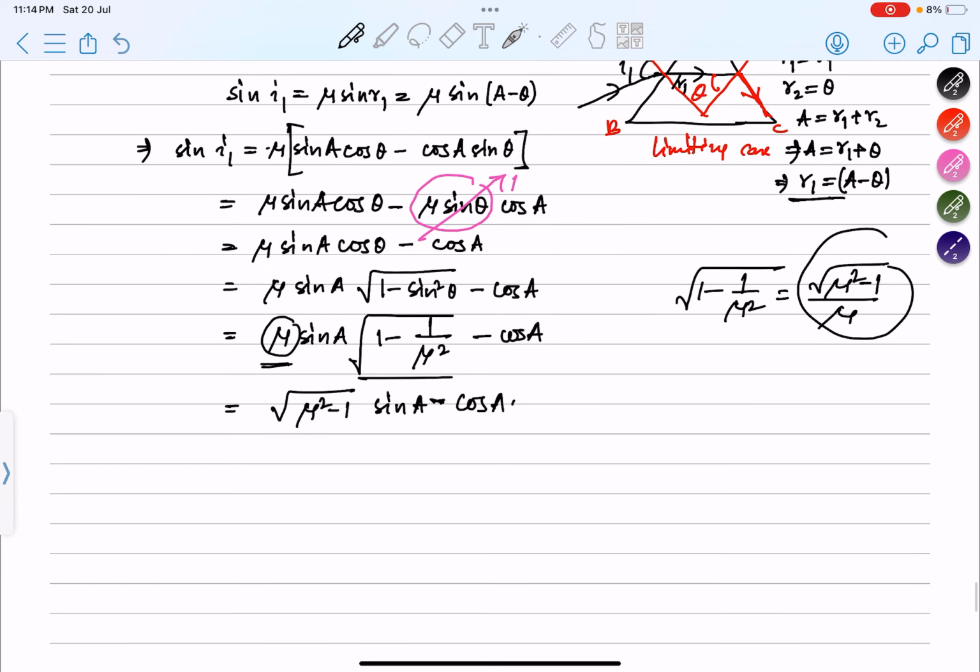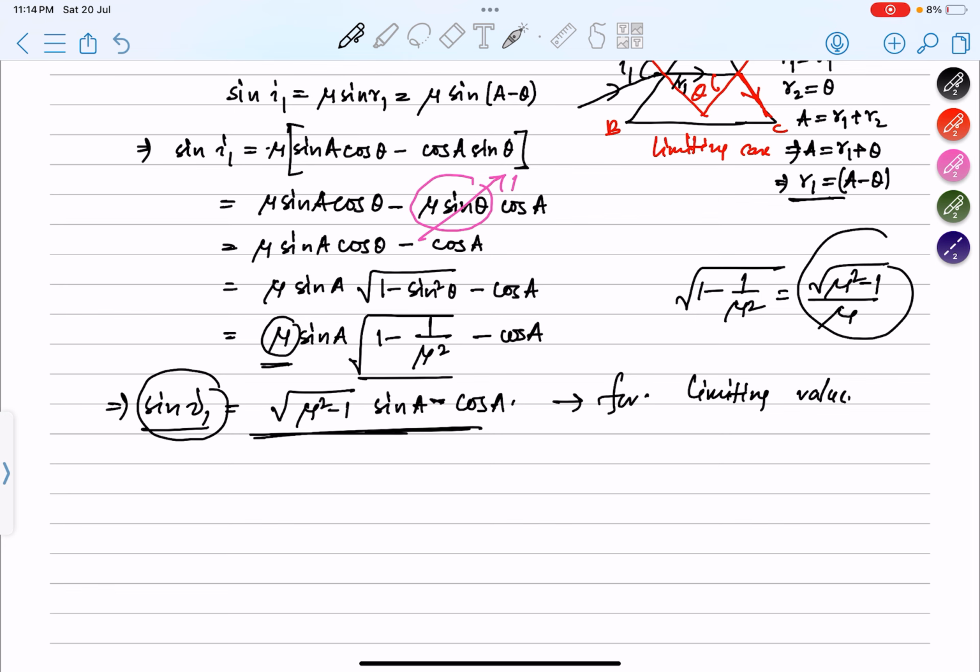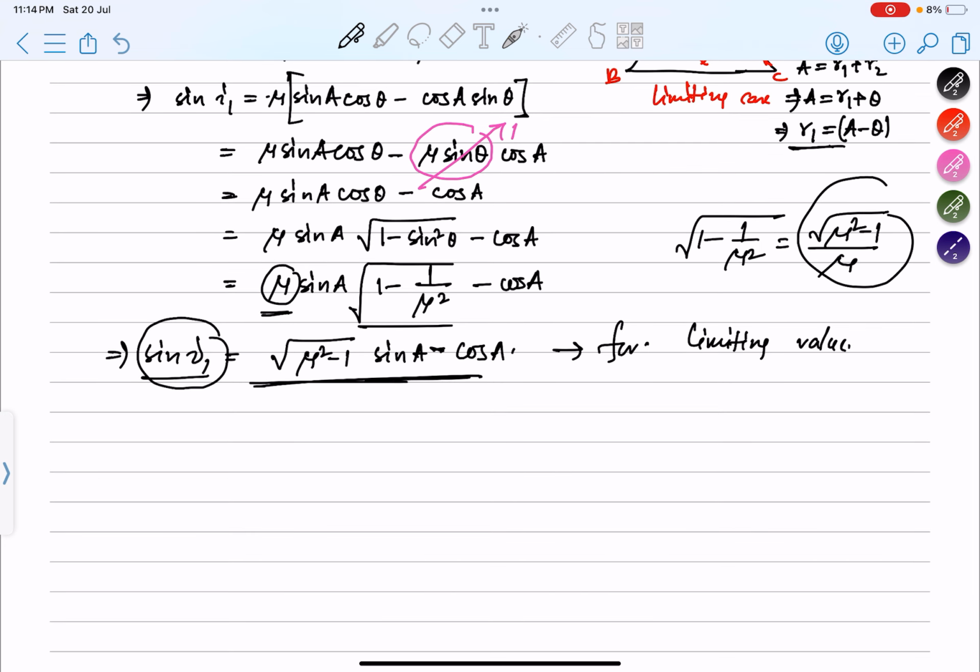So that is equal to sine I1. This is written for the limiting value. So for the limiting value of the angle of incidence, I1 should be equal to sine inverse of this part: sine inverse of root over mu square minus 1 sine A minus cos A.